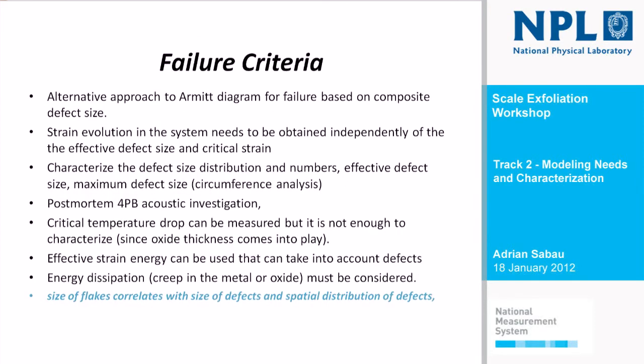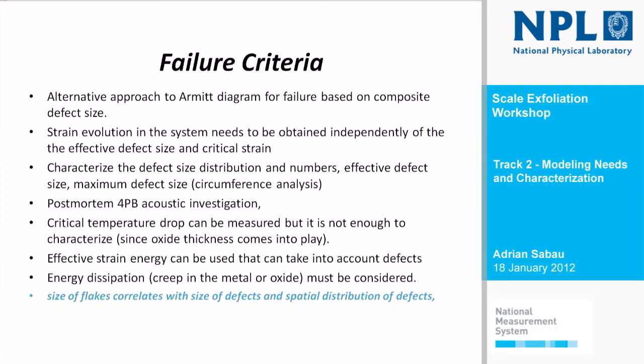Failure criteria. We need to update the so-called RV diagram. It's been leading us up to this point, but it's been almost 40 years, and we need to come up with new concepts. Michael showed that we cannot use just the critical strain as a function of oxide thickness. It needs to be another factor, and one factor could be critical defect size or an effective defect size.